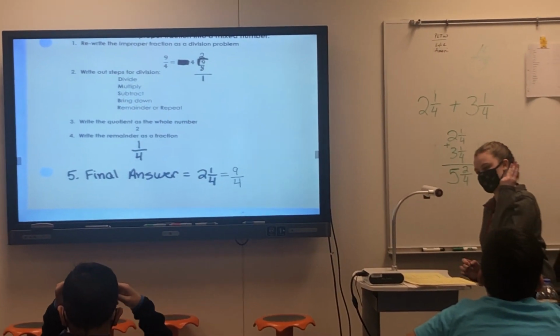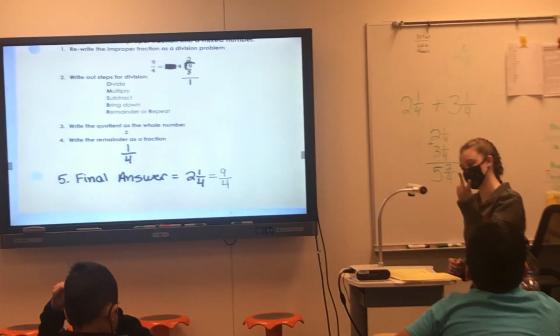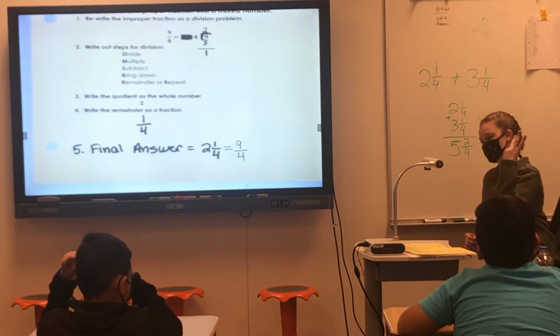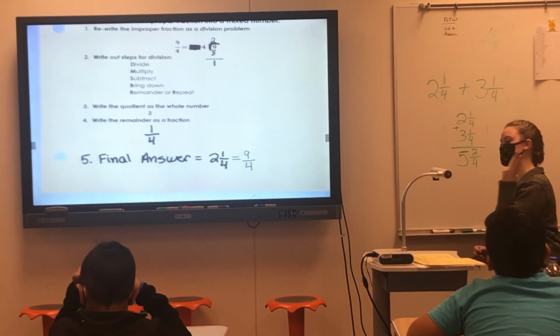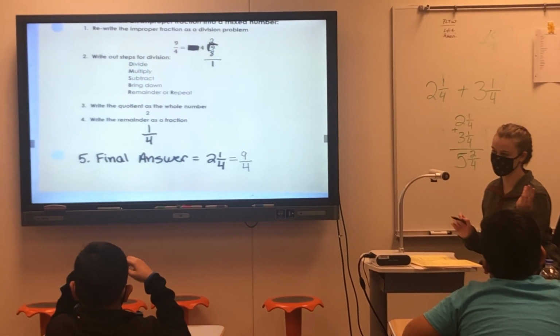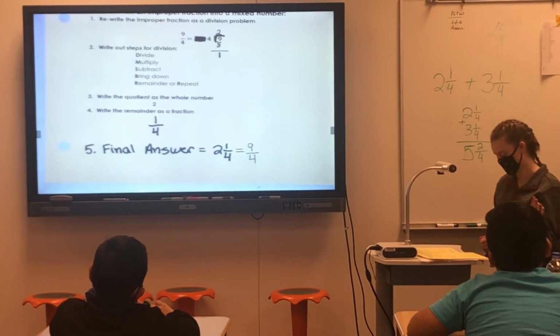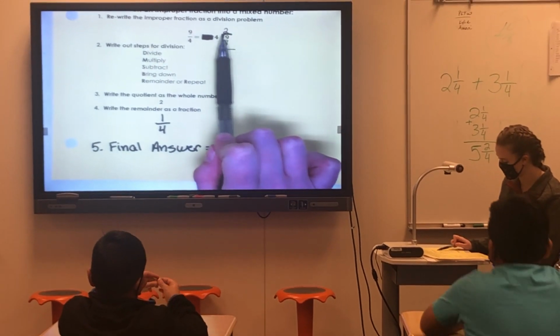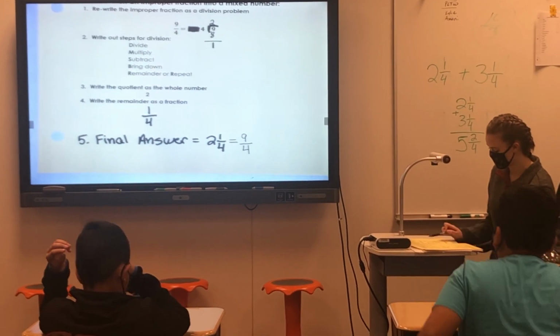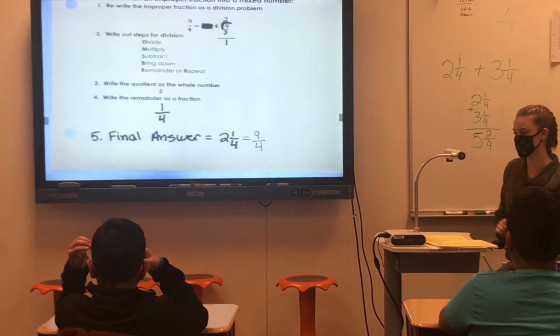But remember we skip counted by 4, so we got 4, 8, a third time would be 12, but 12 is greater than 9. And we couldn't subtract 9 minus 12, right? Okay, so that's why we only went up to 2, because 4 only goes into 9 evenly 2 times.